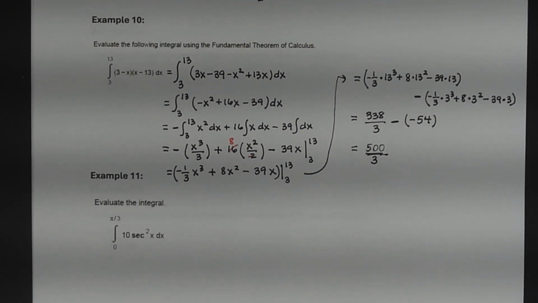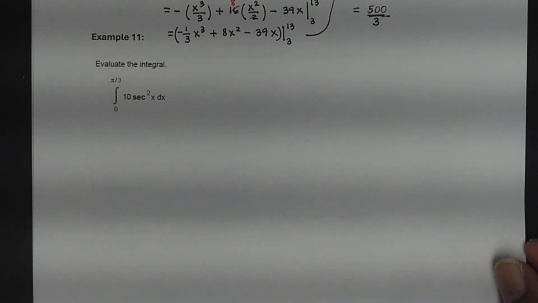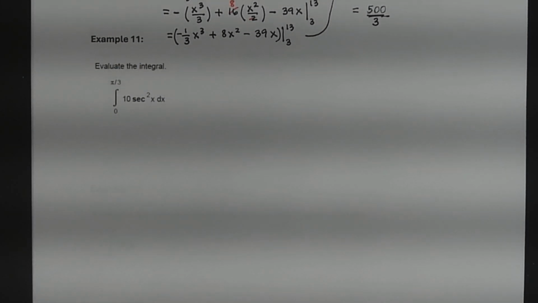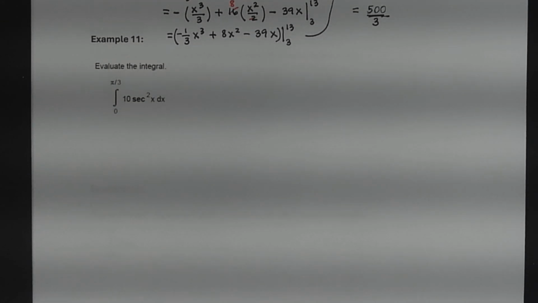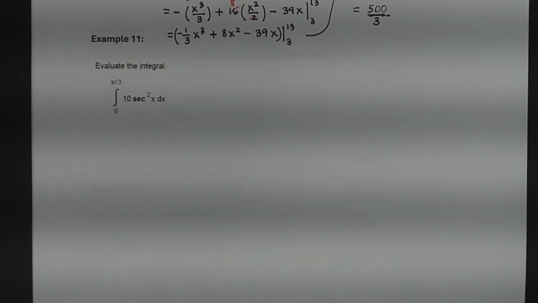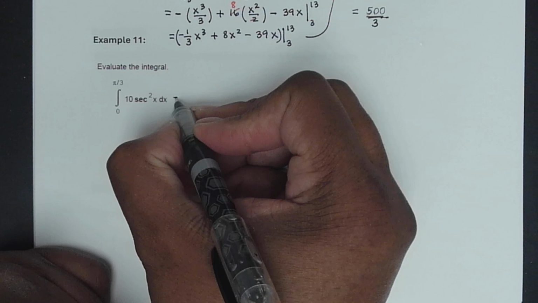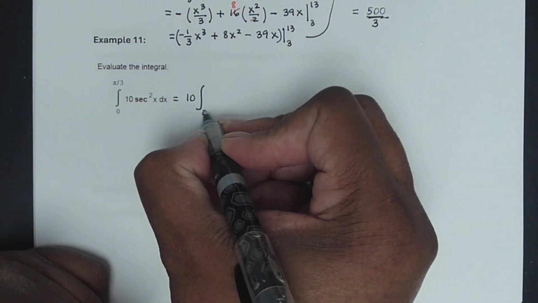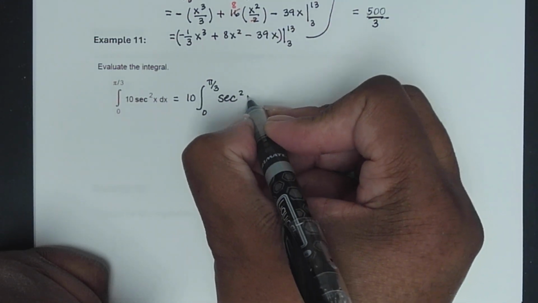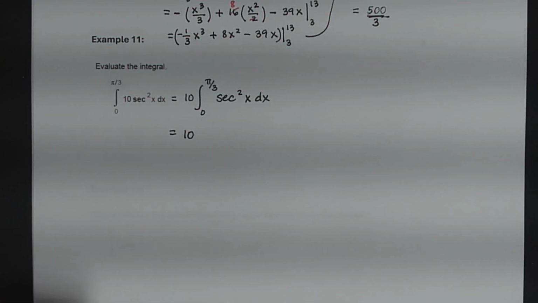Okay. All right, example 11 has a trig function in it. And this is where you have to know your integrals for trigonometric functions. Here we got the integral from 0 to pi thirds of 10 times the secant squared of x dx. Well, notice that the 10 is a constant. I can pull that constant out in front. So that means I'm going to have 10 times the integral from 0 to pi thirds of secant squared of x dx.